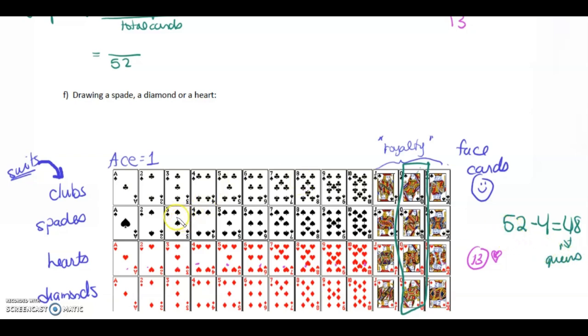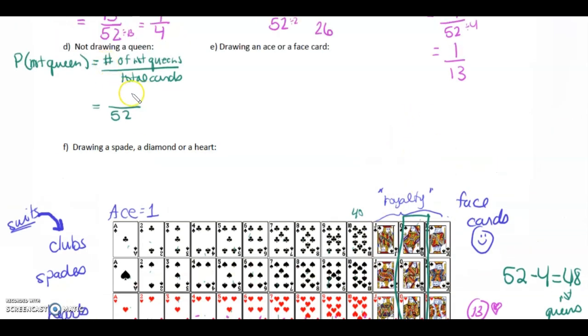The other way of doing this is simply going 1, 2, 3, 4, 5, 6, 7, 8, 9, 10, 11, 12, 13, 14, 15, 16, 17, 18, 19, 20. Okay, so I'm at 20 so far. Then another 20, so now I'm at 40. 1, 2, 3, 4, 5, 6, 7, 8. 48. So you can do it the short way, you can do the long way, up to you, whatever you're more comfortable with.